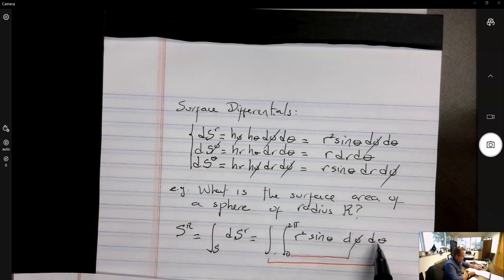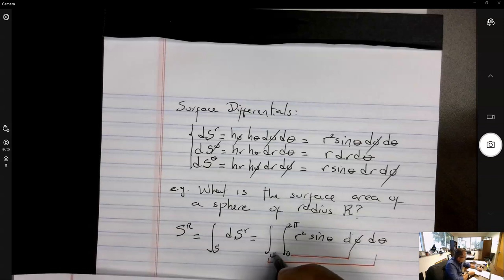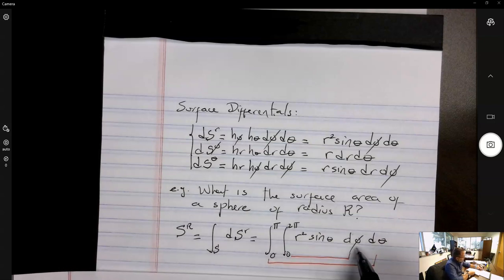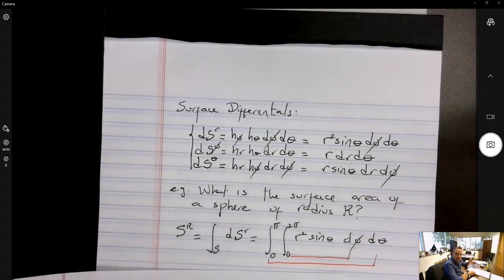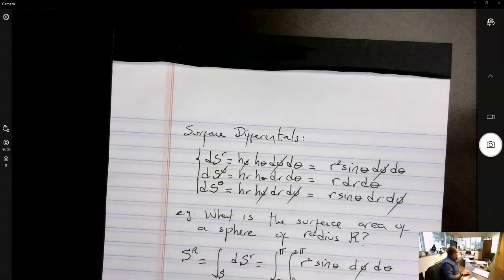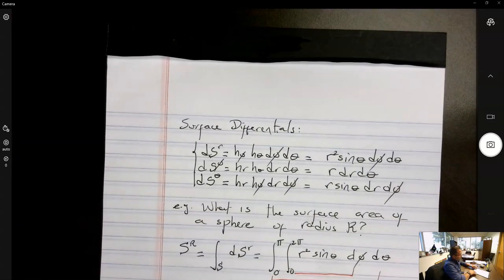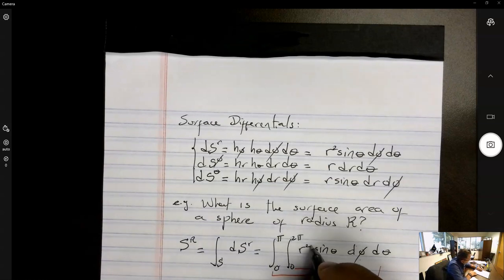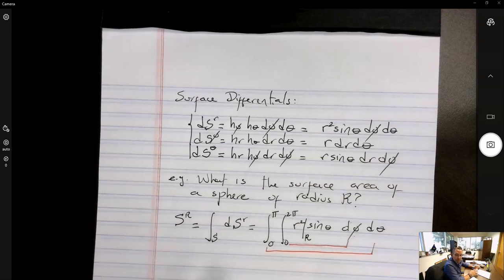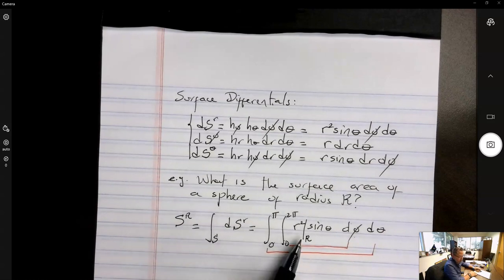In the azimuthal angle theta, we only sweep from 0 to pi to complete a full sphere. If we were to sweep theta from 0 to 2 pi, we'd actually be rotating over 2 full spheres. So we have to be careful with that. All right. And this is r evaluated at big R. There's no integration with respect to r, so we don't have to worry about that. We just evaluate at r.